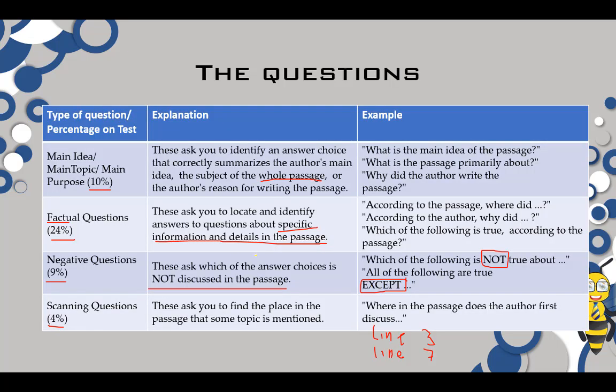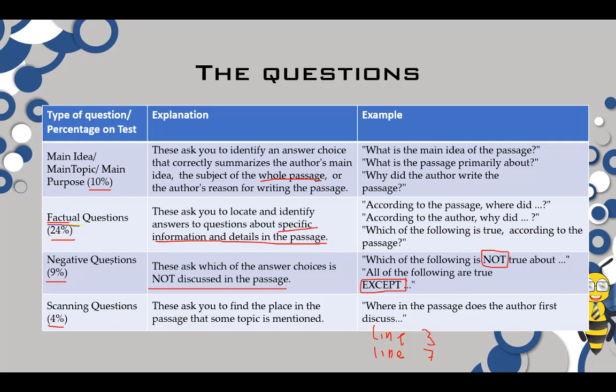Now, what are the types of questions that you will find in the exam? There are four main types of questions. Number one, the main idea, the main topic, or the main purpose of the test. About 10% of the questions are of this type. Number two, we have factual questions about facts, things that are mentioned in the text.